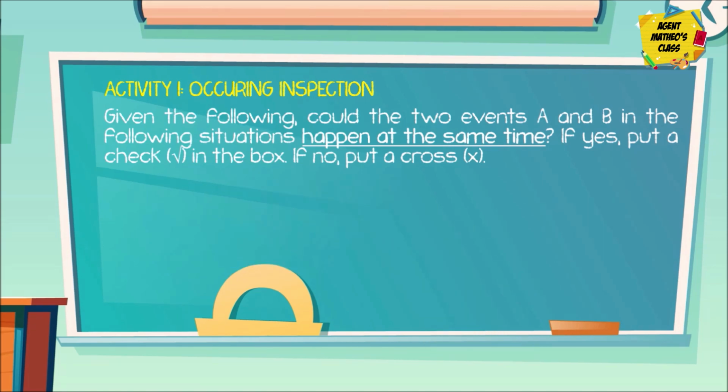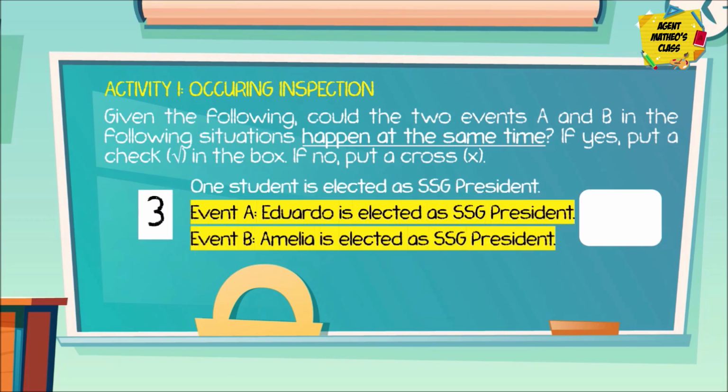Let us go to number 3. One student is elected as SSG president. Event A, Eduardo is elected as SSG president. Event B, Amelia is elected as SSG president. What will be your answer? Timer starts now. Yes, the answer is a cross X because this cannot happen at the same time, because there will be a conflict of authority if two persons act as one president.